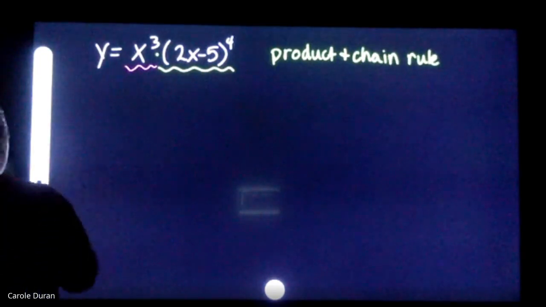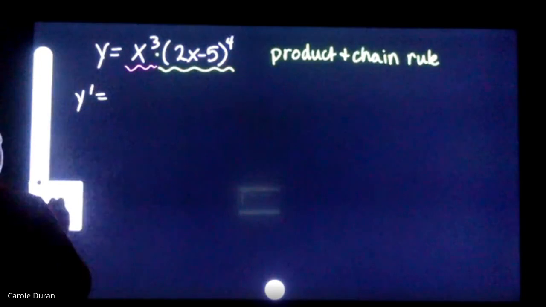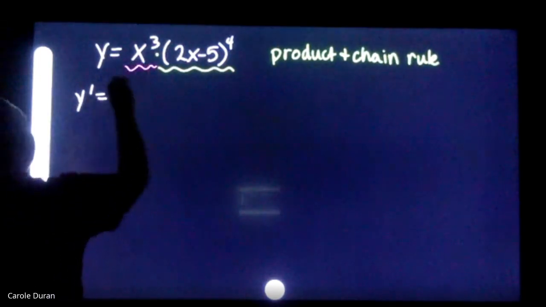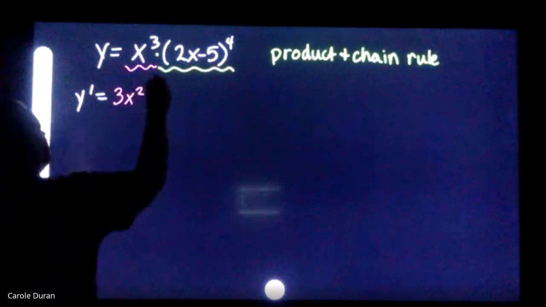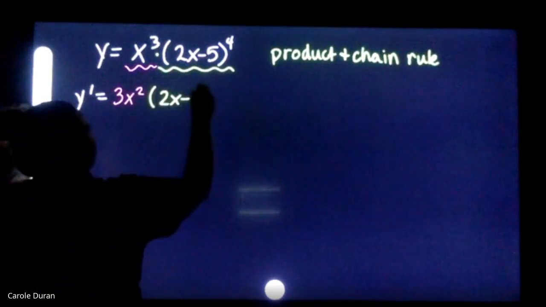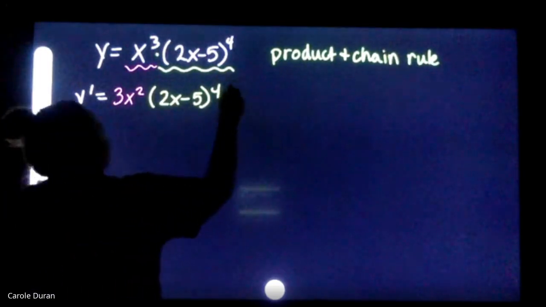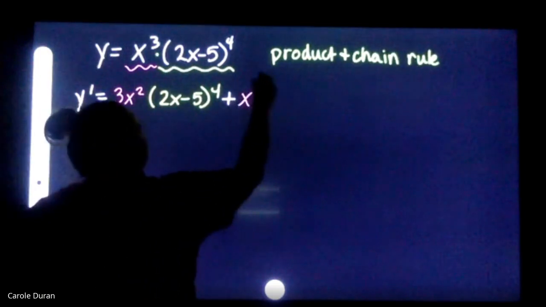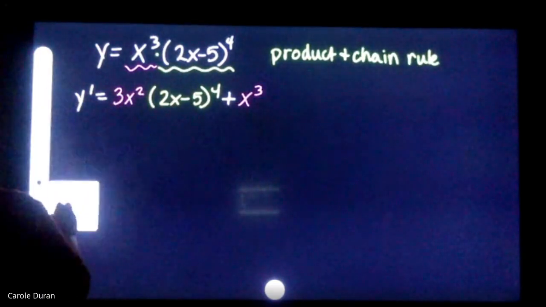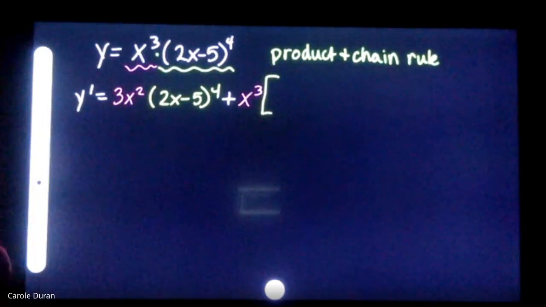So let's go ahead and do the derivative here. When I do the derivative of x cubed, I get 3x squared times the original second function plus the original first function times the derivative of my second function. I'm going to use a bracket here because this is where the chain rule is going to start.